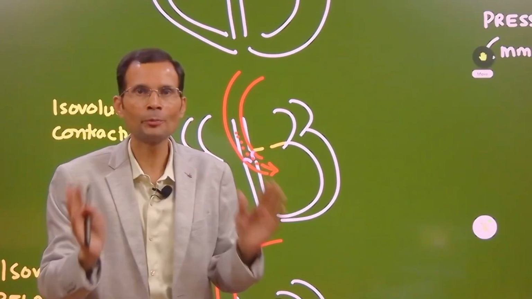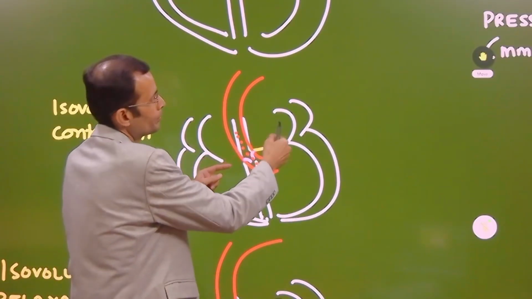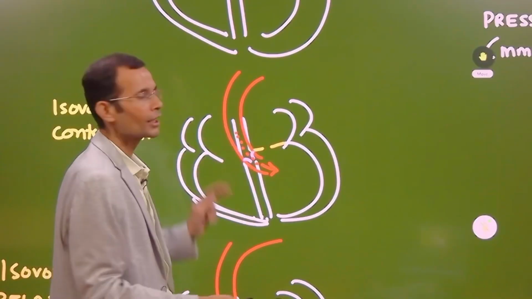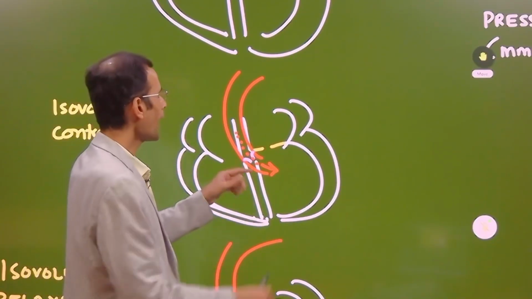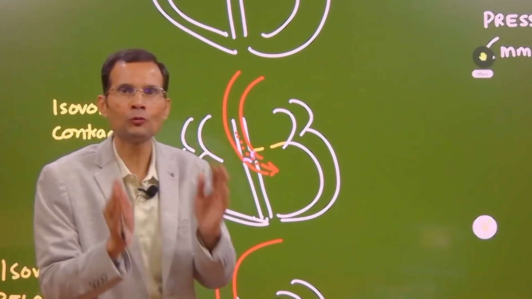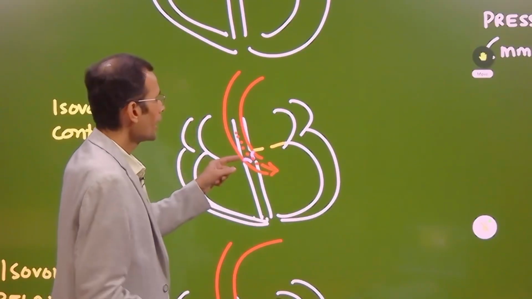That is the isovolumic contraction. I am only talking about the left ventricle. The mitral valve has closed and the aortic valve is yet to open. So that means both valves are closed and the left ventricle is contracting. That is isovolumic contraction. Blood cannot go anywhere. That is the normal situation.